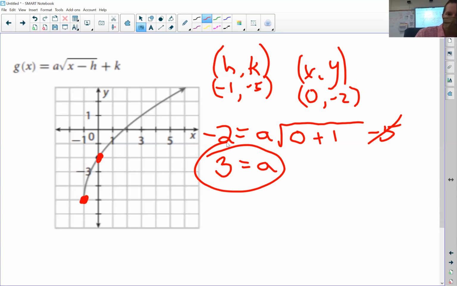Can I write my equation for that? So old g of x is 3 times the square root of x plus 1, because remember, we're keeping our x and our y, minus 5.